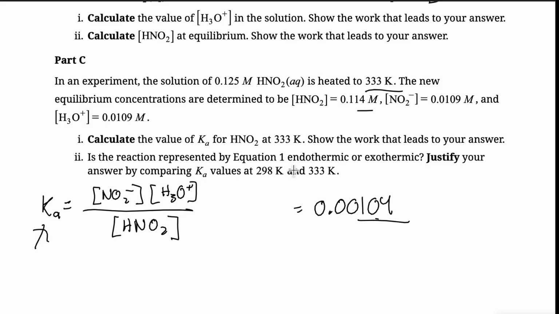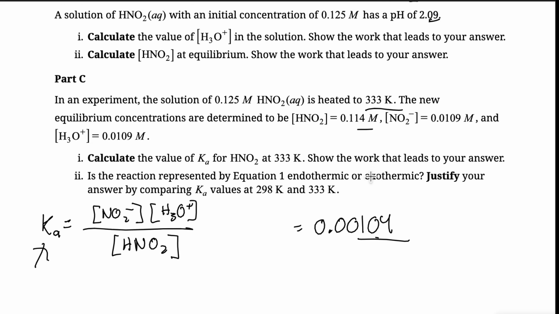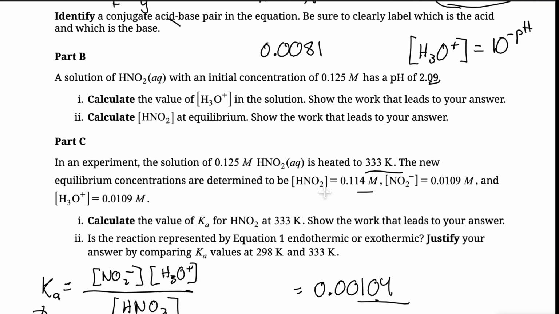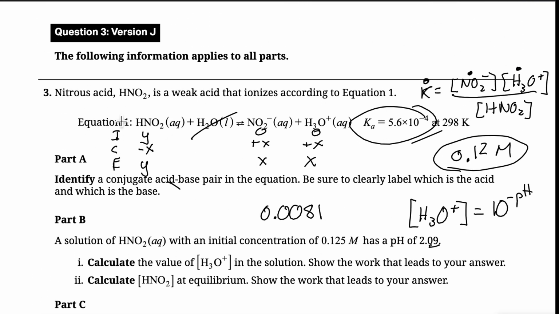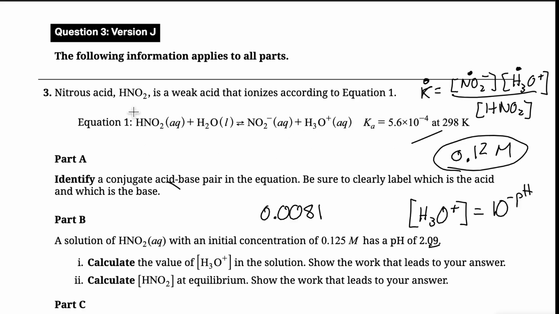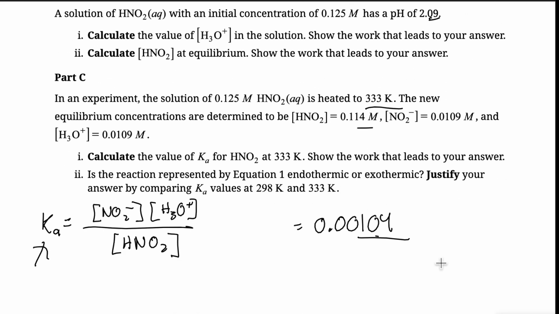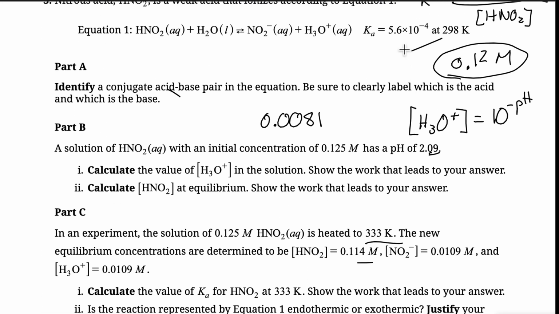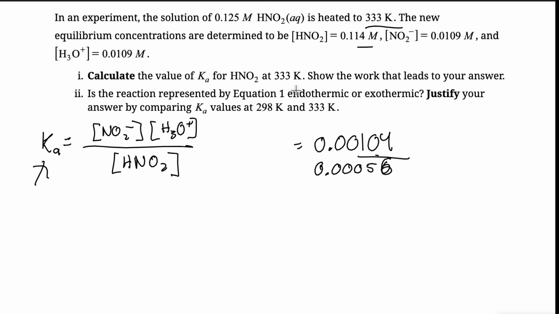Part 2 says, is the reaction represented by one endothermic or exothermic? So this is a Le Chatelier principle question, and I'll explain why in a sec. Our original equation is up here. And we're basically saying, is it endothermic or exothermic? In other words, is heat on this side? Are you adding heat as a reactant, or is it a product? Notice how our new Ka value is 0.00104, which is greater than the original Ka value, which was 5.6 times 10 to the negative 4. That means when you heated it up, your K value got larger.